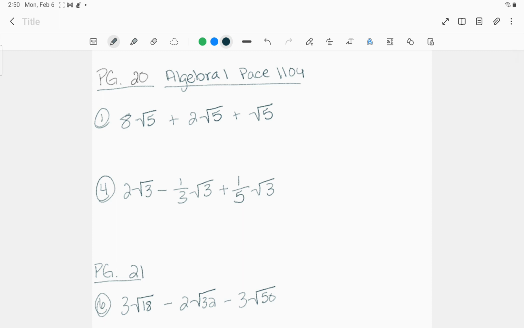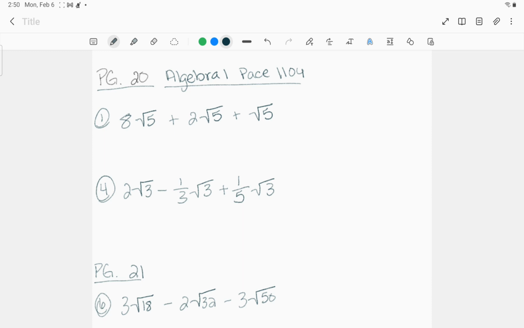We're going to start with page 20 of the Algebra 1, page 1104. And I know that I've skipped several pages. Some of that stuff we've already done in the past. I'll try to go back and do some of those videos if I get time. But we're going to start with page 20, and we're going to work from here.